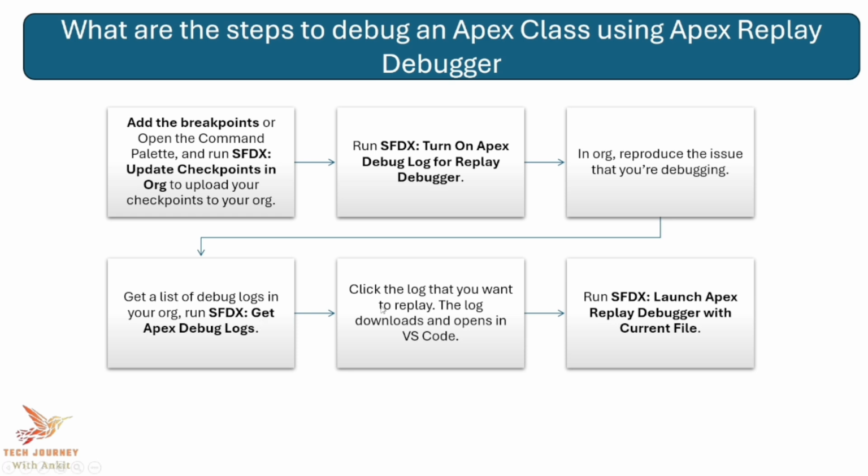After you have opened the log in your VS Code, then you can launch the Apex Replay Debugger with the current file. So by following these steps, you can easily perform the debugging operation. Now let's move towards the demo part.